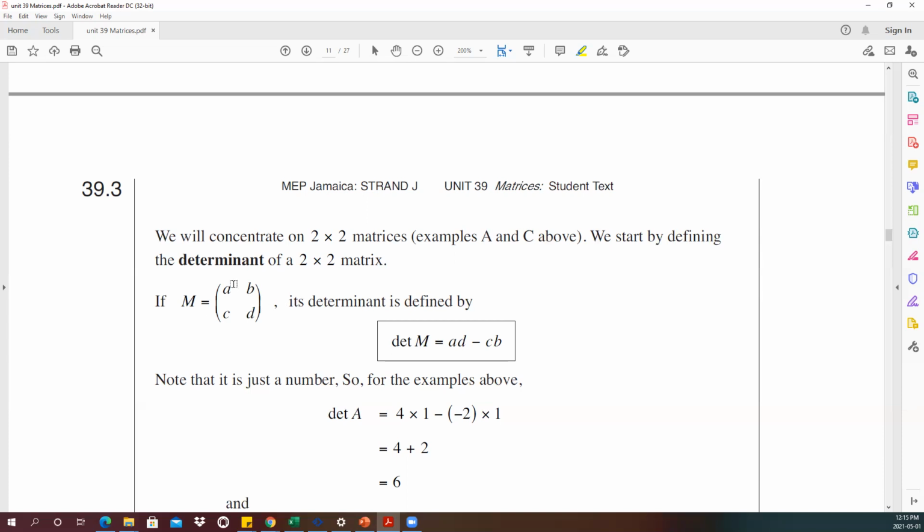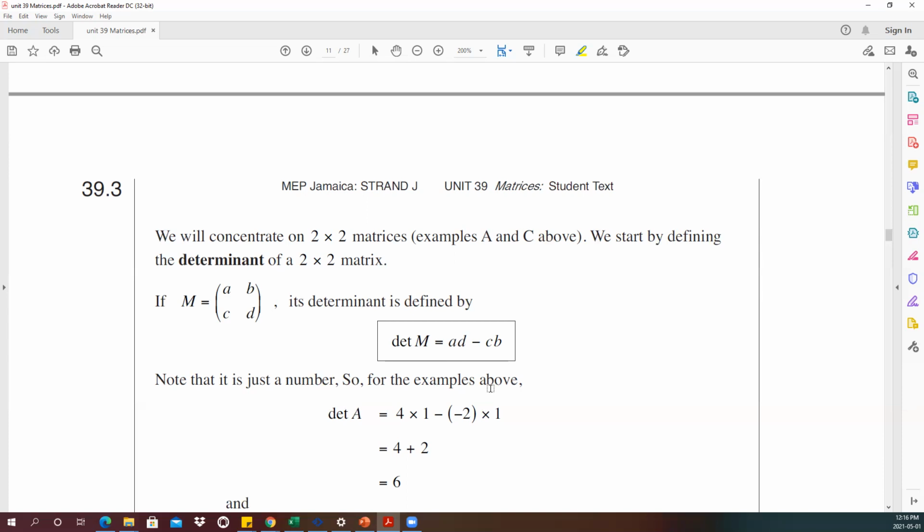So if M is this matrix, its determinant is defined by det M. That just means determinant. So the determinant of M is AD minus BC. So A times D, so just think of a cross. AD minus BC. Some people say CB. Doesn't really matter. You just need to have the cross, right? AD minus BC. Note that it is just a number.